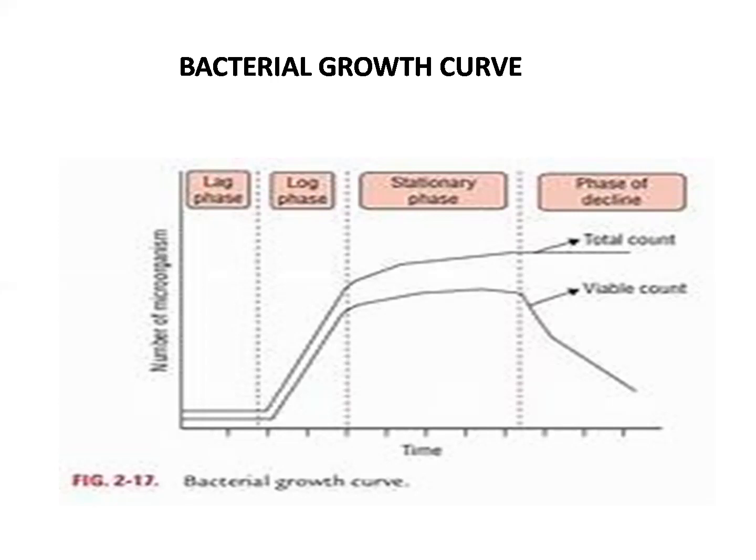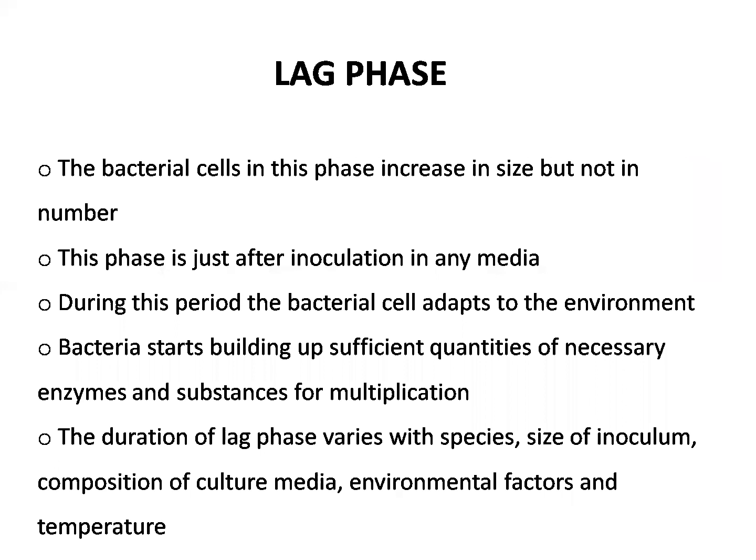Okay. So moving on to the individual parts, the lag phase. Bacterial cells in this phase increase in size but not in number. I have told you earlier, this phase is just after the inoculation in any media or infection of a particular bacterial cell into a human body. During this period, the bacterial cell adapts to the particular environment. Bacteria start building up sufficient quantities of necessary enzymes and substances for multiplication. The duration of lag phase varies with species, size of inoculation, composition of culture media, environmental factors, and temperature.